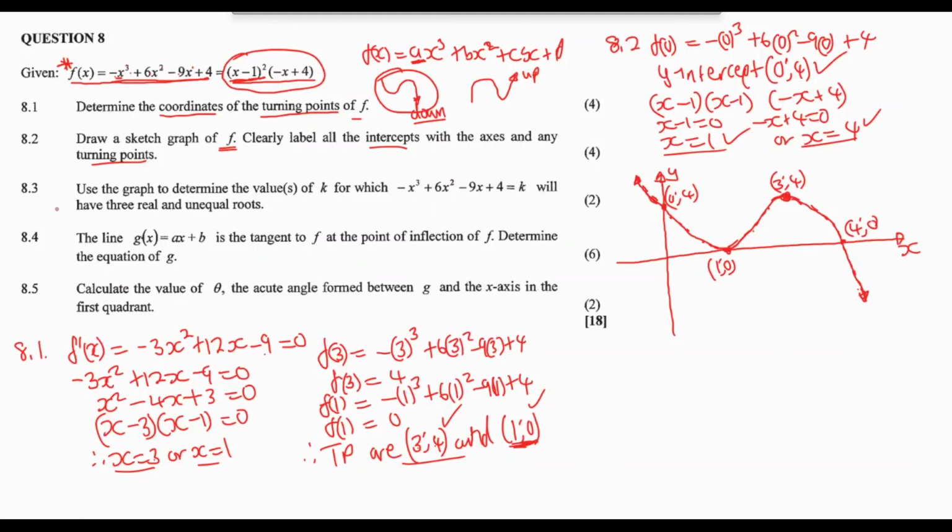Let's do 8.3. Use the graph to determine the values of k for which this function f of x will have 3 real and unequal roots. What do I usually do with this? I make sure that f of x is on the left hand side, and then any other expression that we're given must be on the right hand side.